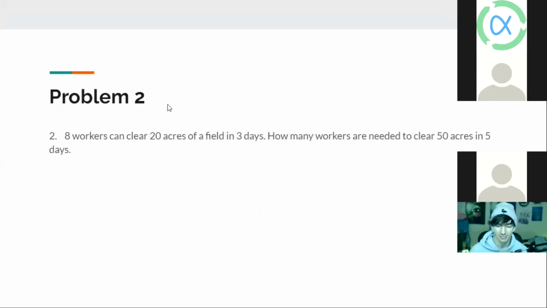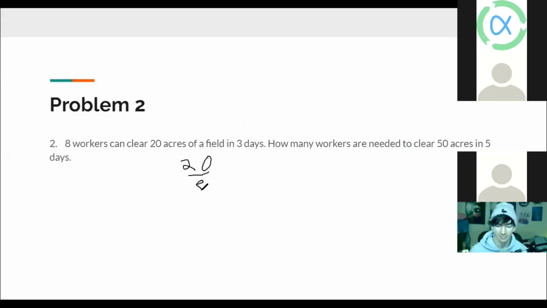Okay. 8 workers can clear 20 acres of a field in 3 days. How many workers are needed to clear 50 acres in 5 days? So what I do is think about it. There's 20 acres that are done in 3 days, so every day, 20 over 3 acres are done. And since there's 8 workers, every day each worker finishes 20 over 24 acres, which you can simplify as 10 over 12, or 5 over 6.